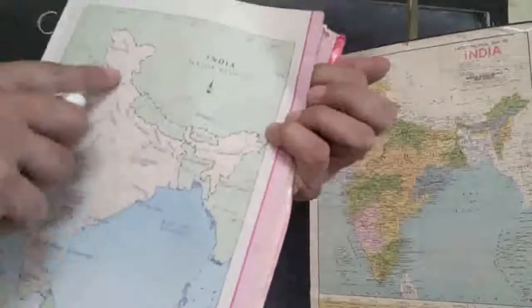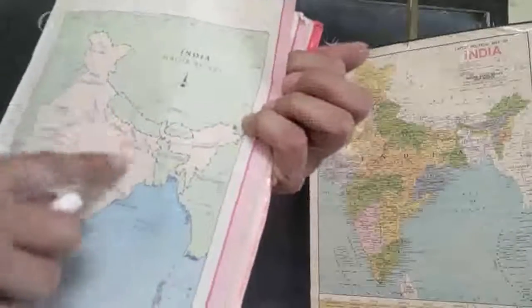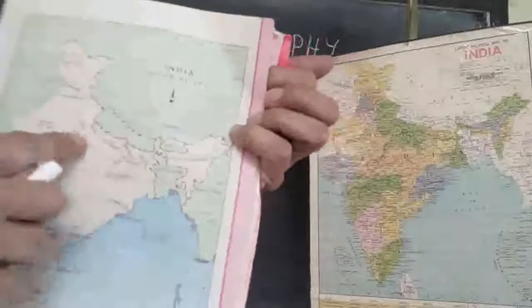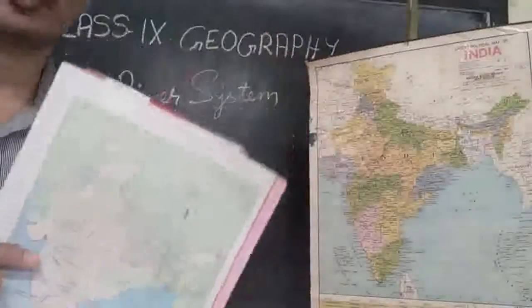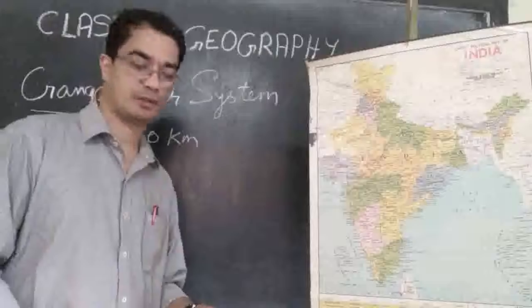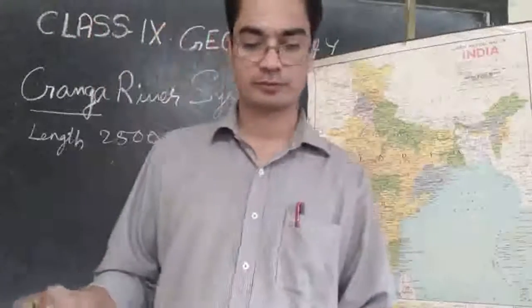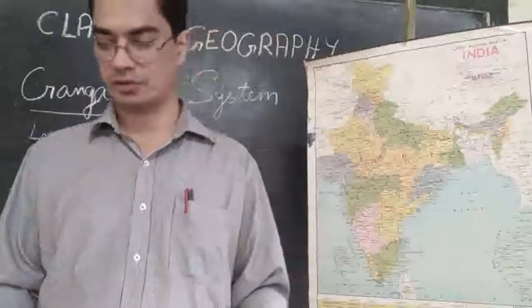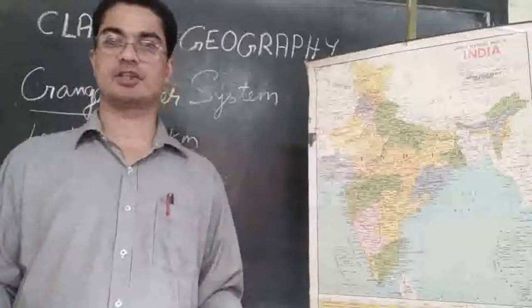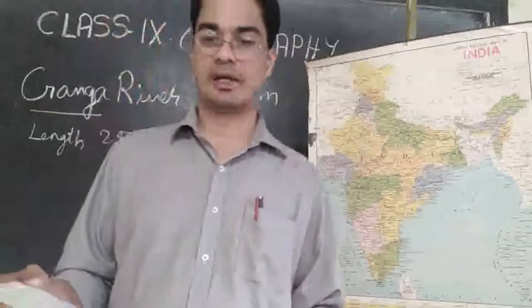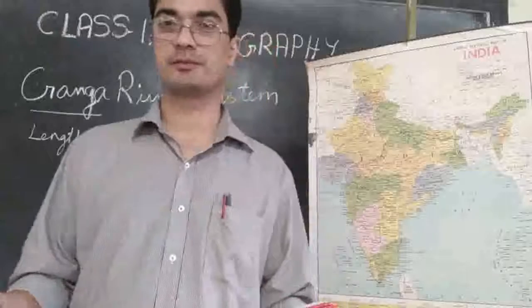The main river is there, then so many tributaries are coming and joining here. So how does it look like? You remember in the last class we learned about 4 types of drainage patterns. So this Ganga and its tributaries, how do they look like? They belong to which pattern?